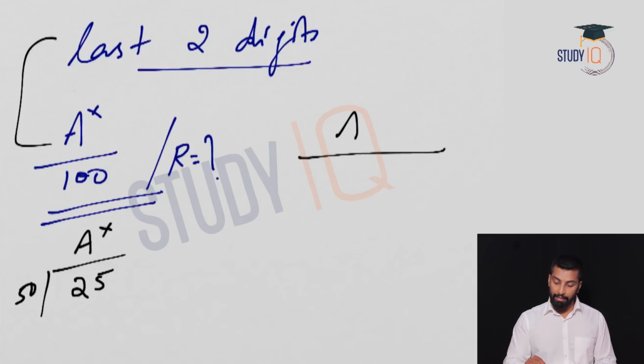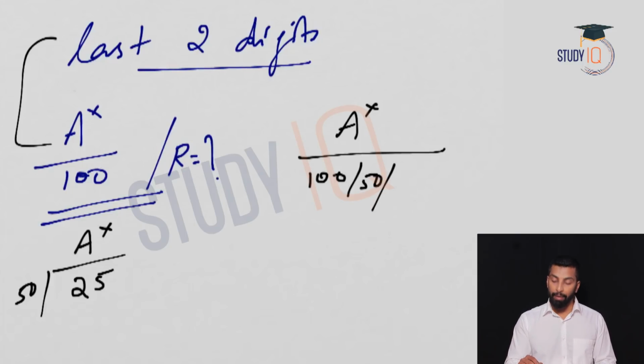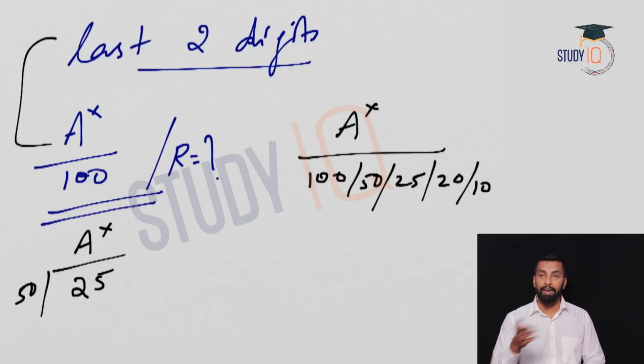So if you find the last 2 digits, you can answer all these questions, okay? Divide by 100, a raised to x divided by 100, you can get the remainder. Divide by 50, you can get the remainder. Divide by 25, you can get the remainder. Divide by 20, you can get the remainder. Divide by 10, you can get the remainder. That anyway you know the method, okay? Even divided by 5 you can get the remainder, 2 you can get the remainder, 4 you can get the remainder, okay?